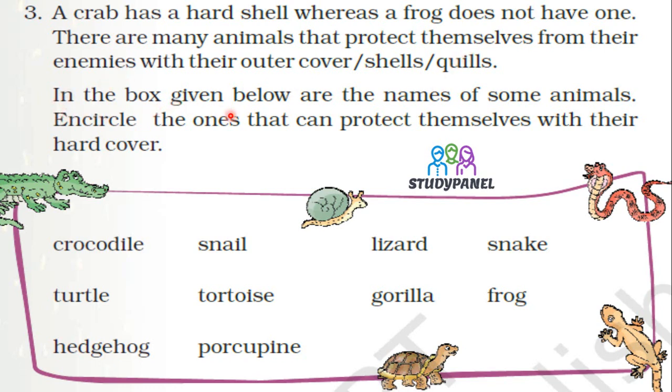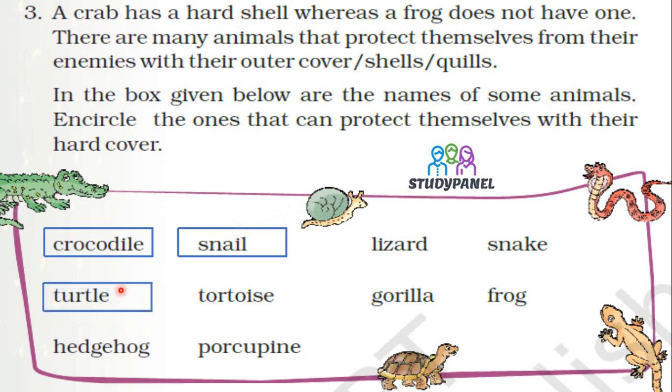In the box given below are names of some animals. Encircle the ones that can protect themselves with their hard cover. Some animals here protect themselves. Crocodile: its cover is hard, of course, so we will encircle it. Turtle, of course, has a hard cover too. Snail's upper shell is also hard and tough.